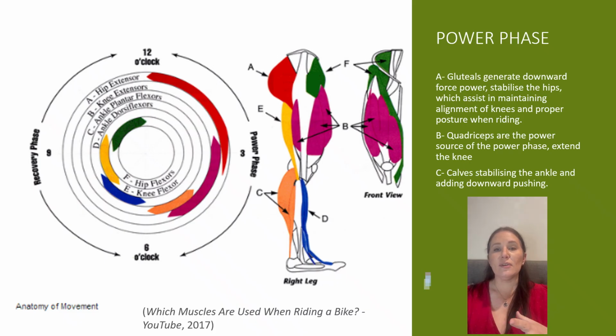Next, looking at B, which is the fuchsia color, we're looking at the quadriceps. Now they're adding the most amount of power towards the power phase, extending through the knee as that pedal is pushing down. And finally C, which is the salmon color, is the calves, which are stabilizing the ankle, again helping to keep it all in alignment, and they're adding to that downward pushing through the foot.